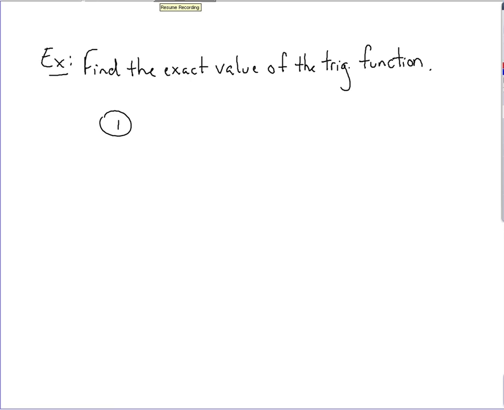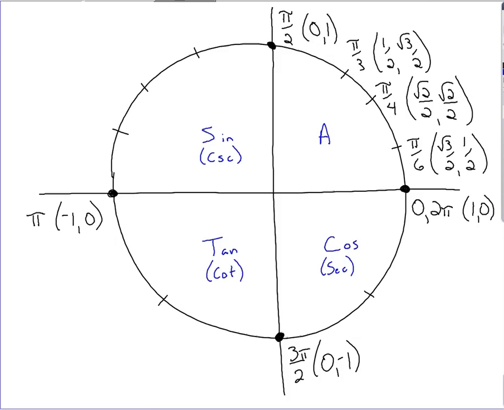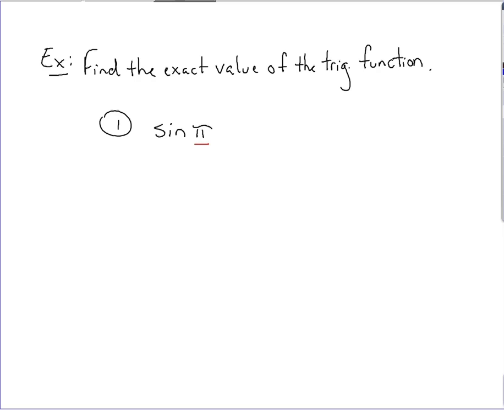Find the exact value of the trig function. We'll start by finding the sine of pi. Every time we're asked to find the exact value on these, we start with what's being plugged into the function. That would be pi. If we're using a unit circle approach, then we go on the unit circle to where pi is located. We find its terminal point, which in this case is -1, 0.